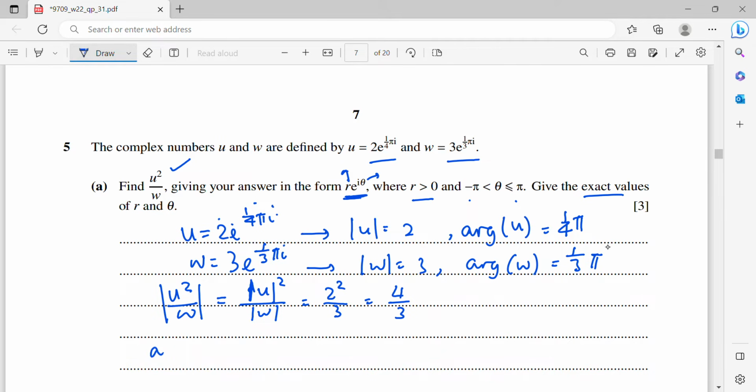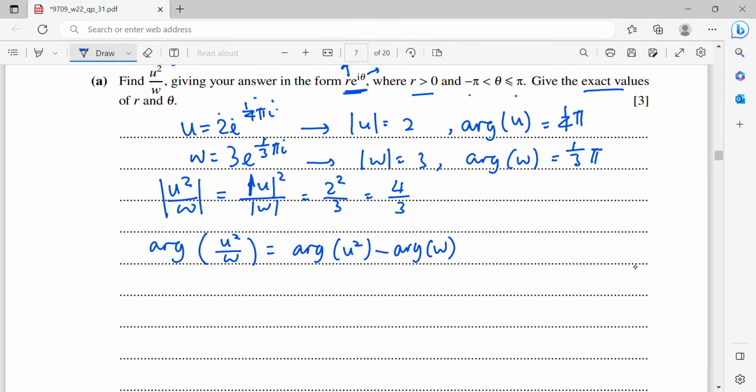Same for the argument of u squared over w, which is basically argument of u squared minus argument of w. So argument of u squared is argument u plus argument u, which is 2 argument u, then minus argument w. So 2 argument u, alright? Replace argument u by 1 over 4 pi, then you minus argument w, which is 1 over 3 pi. So at last, you will be getting 1 over 6 pi.